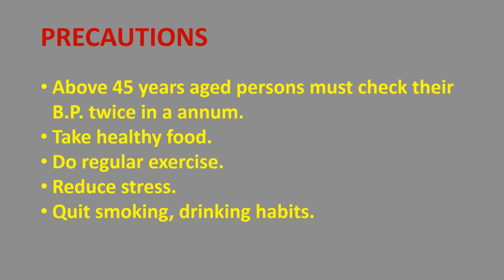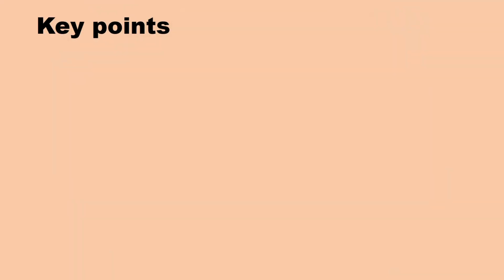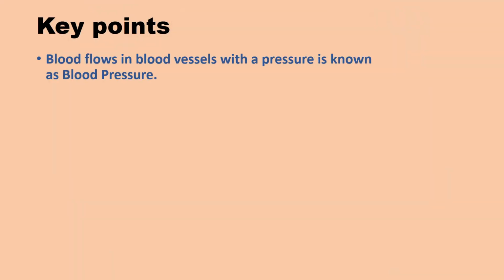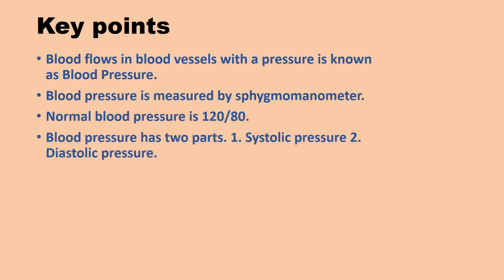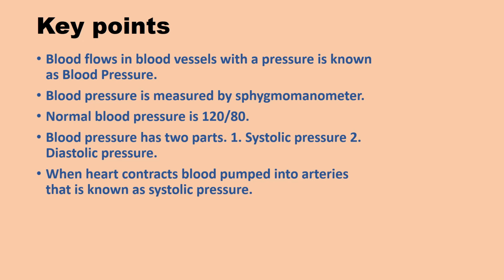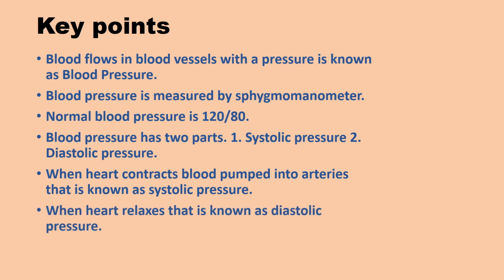Key points: blood flows in blood vessels with a pressure that is known as blood pressure. Blood pressure is measured by a sphygmomanometer. Normal blood pressure is 120 by 80. Blood pressure has two parts: one is systolic pressure, the second is diastolic pressure. When the heart contracts, the blood is pumped into arteries, which is known as systolic pressure. When the heart relaxes, that is known as diastolic pressure. Arteries have more blood pressure than veins.